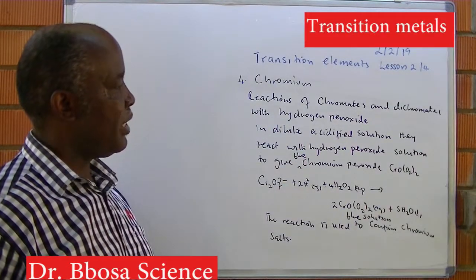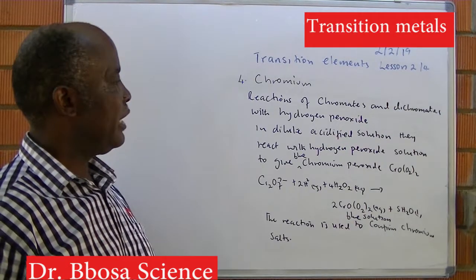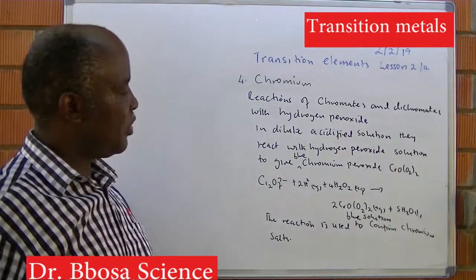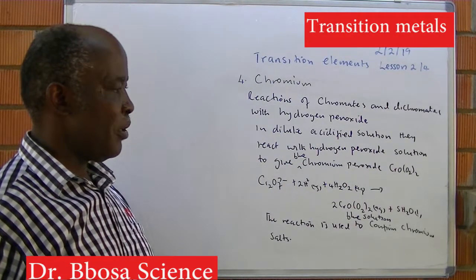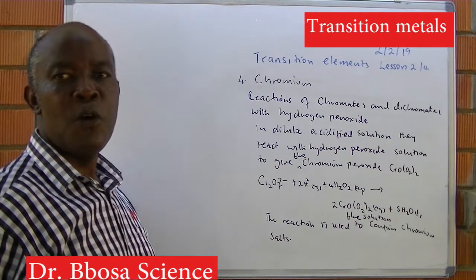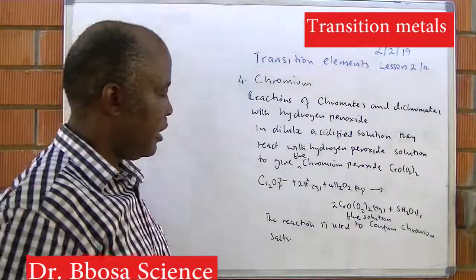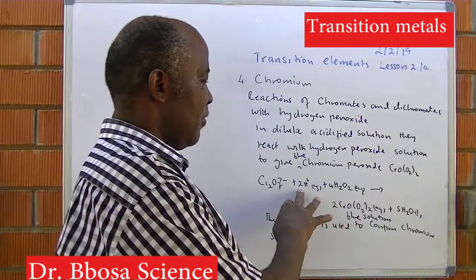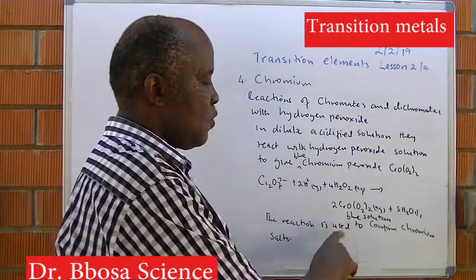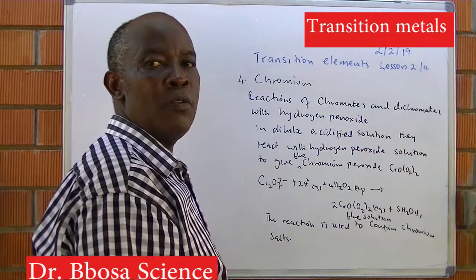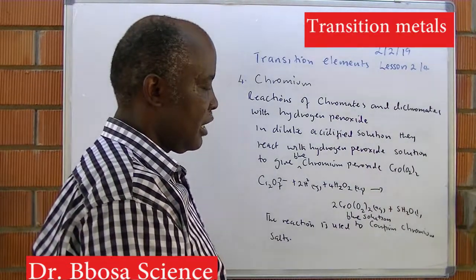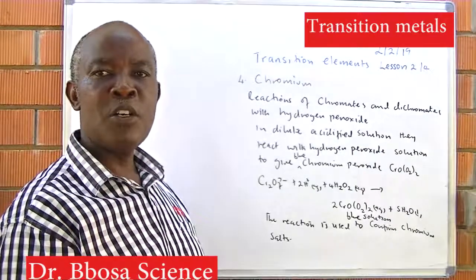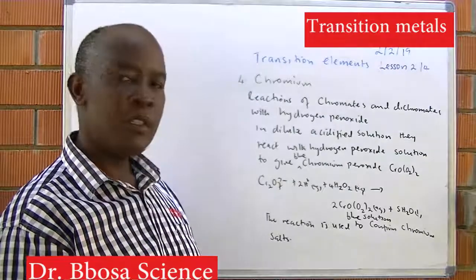Reaction of chromates and dichromates with hydrogen peroxide. In a dilute acidified solution, they react with hydrogen peroxide to give a blue chromium peroxide. Dichromate plus hydrogen peroxide in the presence of an acid will give you a blue solution of chromium peroxide. This is usually a temporary blue and serves to confirm compounds that contain chromium ions.